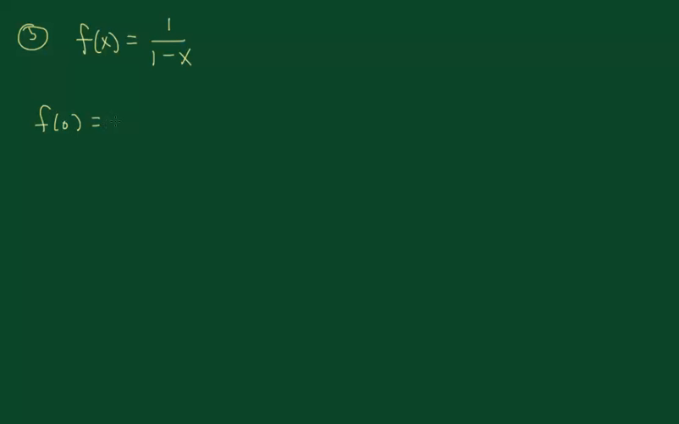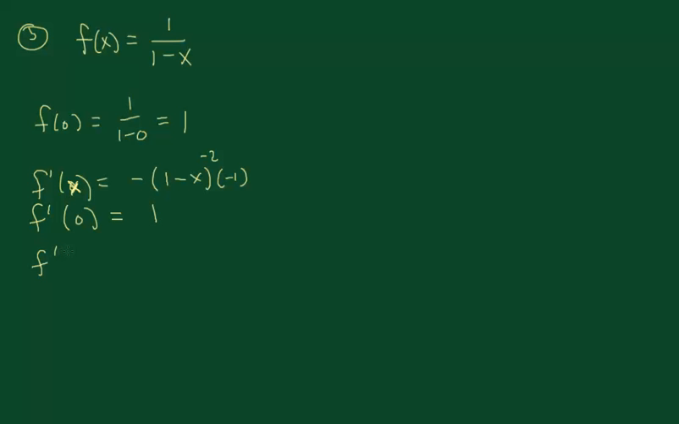f of 0 is equal to 1 over 1 minus 0, which is equal to 1. Now we need the first derivative at 0. Okay, let's think about the first derivative. Let's call this f of x. All right, so we'll get the function and then we'll plug in 0. So the derivative of this, treat this like 1 minus x to the negative 1 power. So we have negative 1 times 1 minus x to the negative 2 power times negative 1 via the chain rule. And so then f prime at 0 is going to equal positive 1.